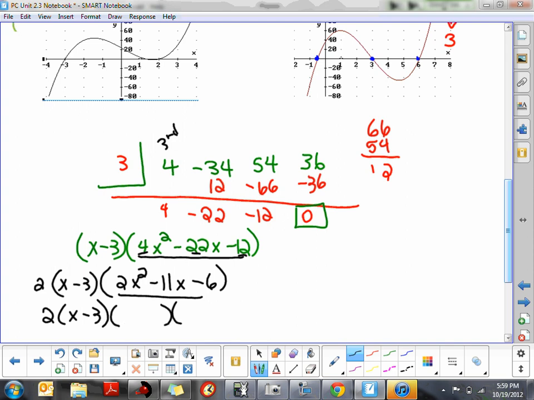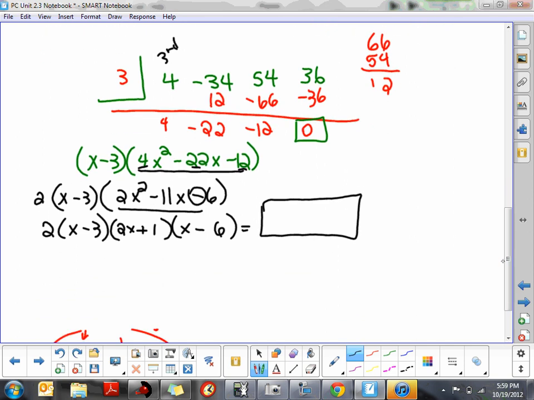Shouldn't change our answer one bit. We should get the same result. So 2x and x has to be plus and minus, and then you have to use factors of 6. So we need a negative 11. Our factors of 6 will be 6 and 1. So we go x minus 6, 2x plus 1, and that should equal our original function that we had, 4x cubed minus 34x squared plus 54x plus 36.